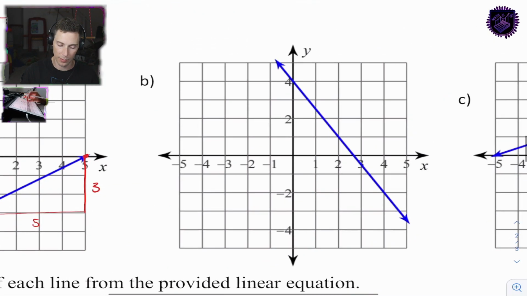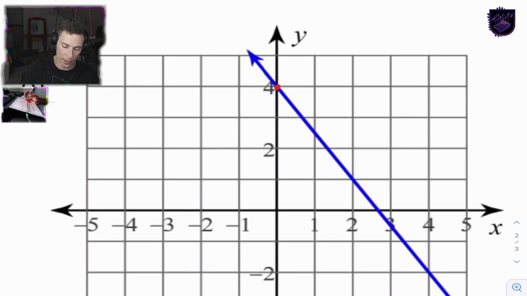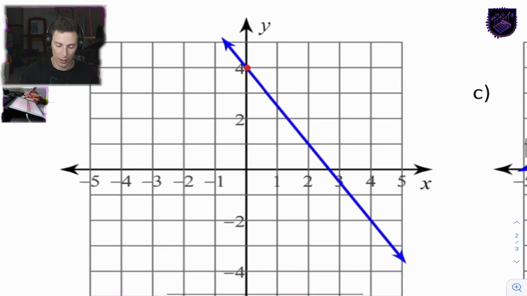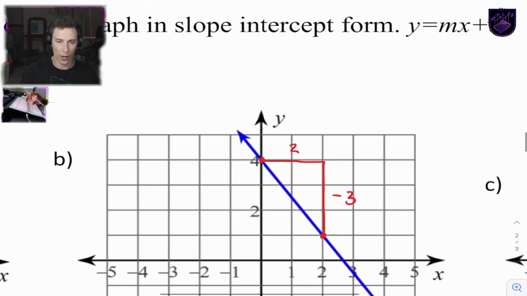All right, next one. Where's our y-intercept? Right there. And where is our next point? Right here. Now I have 2 points, so I can calculate the slope. I'm going to go forward 1, 2. 2 is our run. We're going to go down 3. -3 is our rise. Now we have our y-intercept and our slope.